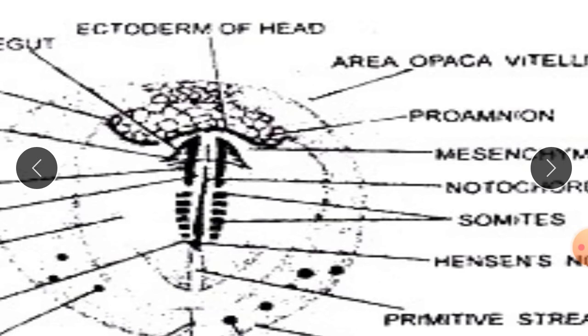So here, somites, there should be 4 pairs, but here there are more than 4. 1, 2, 3, 4, 5, 6. It's around a 26-hour chick embryo, 24 to 26.